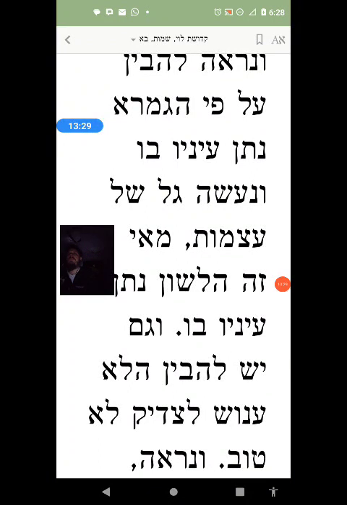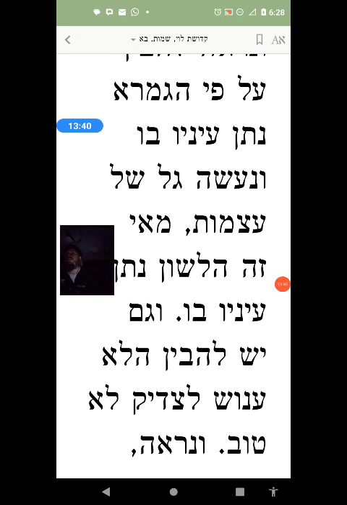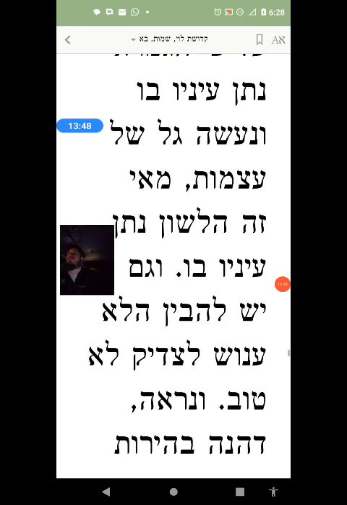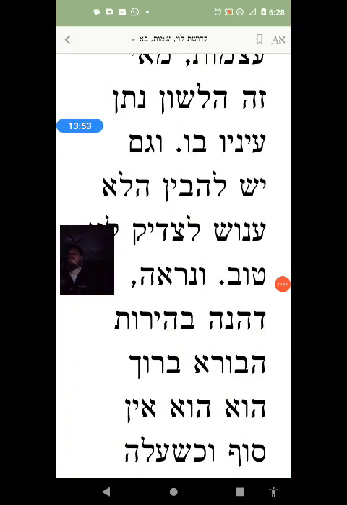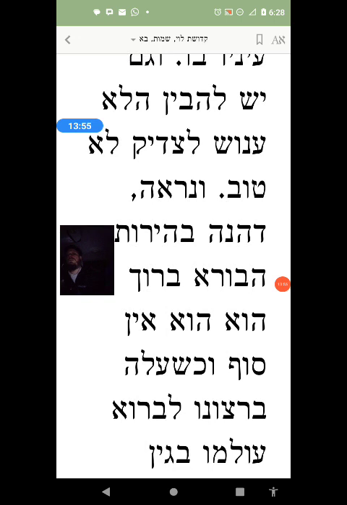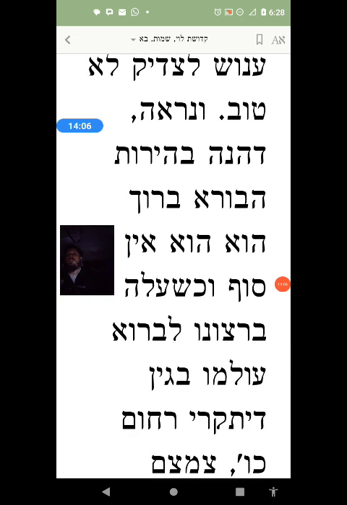According to what the Gemara says about Rebbe Shimon bar Yochai, he set his eyes on Yehuda ben Gerim, and he became a pile of bones. So what does it mean, he gave his eyes on him? Because we know it says in Scripture that it's not good for a tzaddik, for a righteous saint, to punish someone. Venira. So it seems like this.